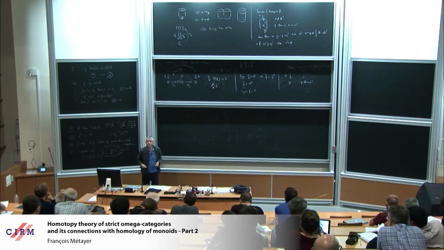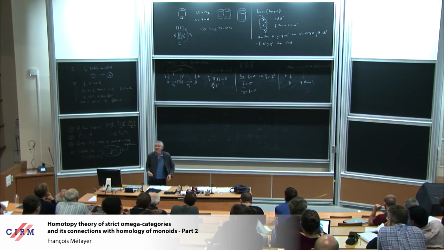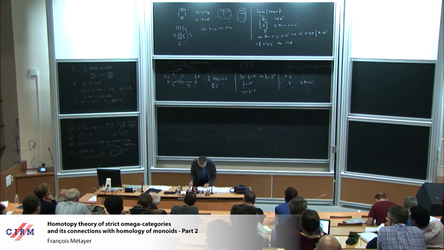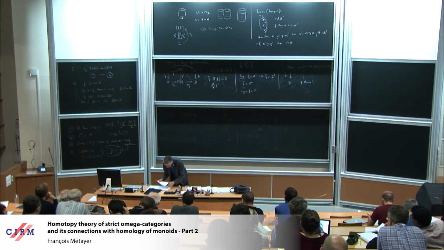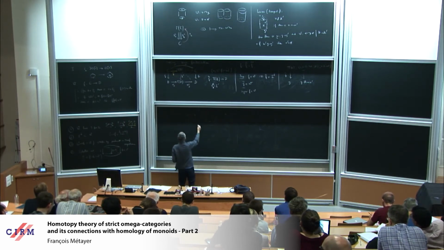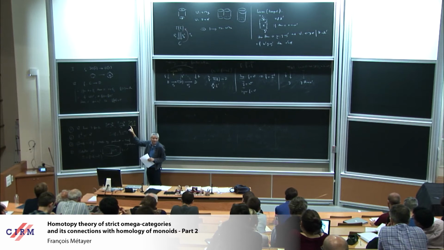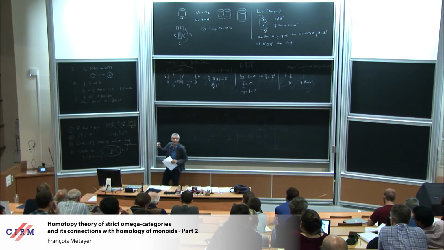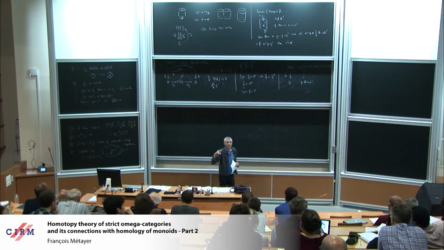So I'll do it in pictures again. So the picture is like this. I did a small picture. So now I want to prove that if I have this triangle here and H and F are weak equivalences, so is G.